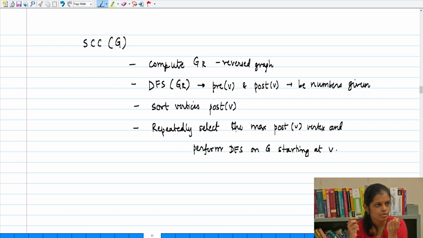You can say that those vertices have already been given a component number. So whenever you repeatedly select a max post visit number, if it has already been given a component number, you don't have to select that vertex again, right? So you skip those vertices which have been given a component number, and choose the one which has the next highest max post visit number. In the remaining graph, it is going to belong to a source strongly connected component of GR, that is, it is going to belong to a sink strongly connected component of G, right?